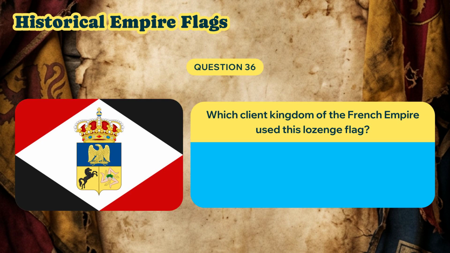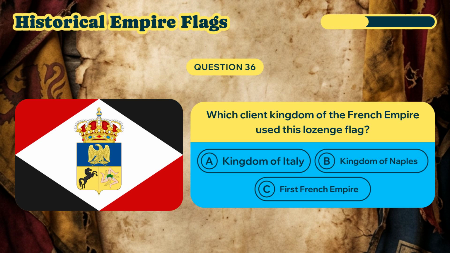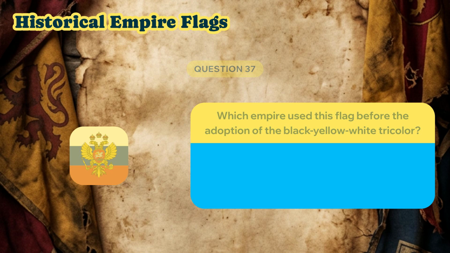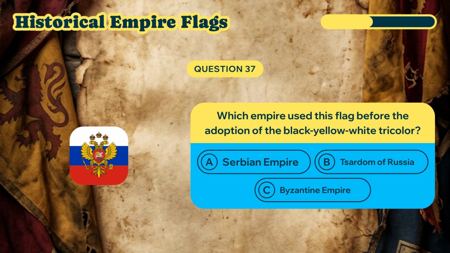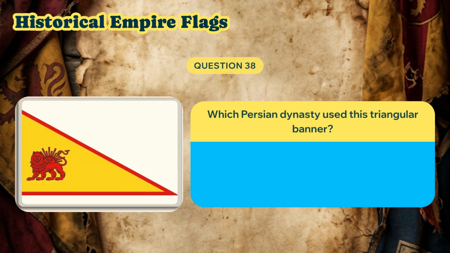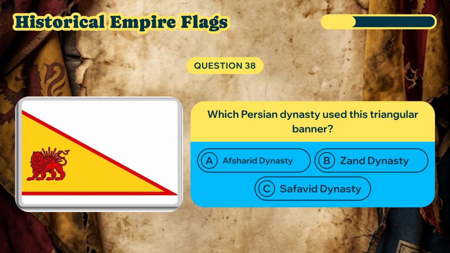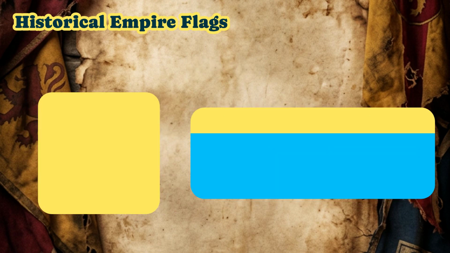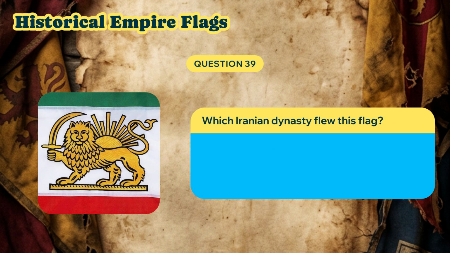Which client kingdom of the French Empire used this lozenge flag? Which empire used this flag before the adoption of the black, yellow, white tricolor? Which Persian dynasty used this triangular banner? Which Iranian dynasty flew this flag?